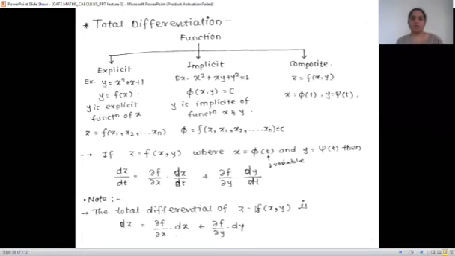Chalo, we'll move to the next topic, total derivative. In that, we should have knowledge of explicit, implicit, and composite functions. So what is an explicit function? A function which we can express as y is some function of x. Y can be expressed as a function of x, or x can be expressed as a function of y. Then it is called an explicit function.